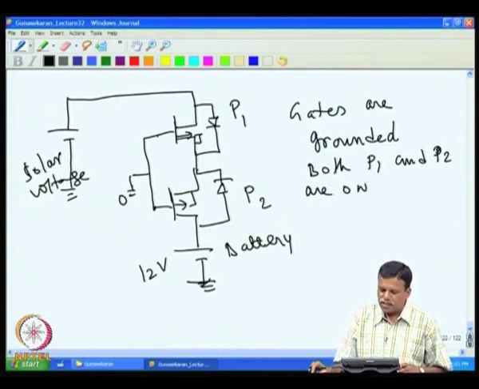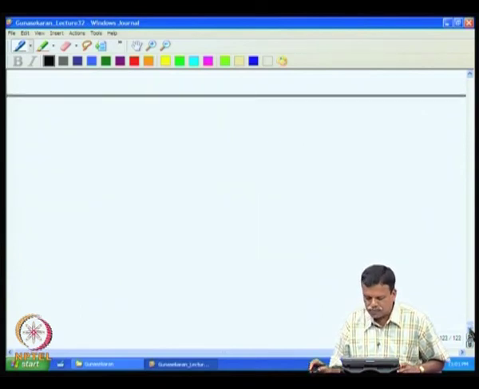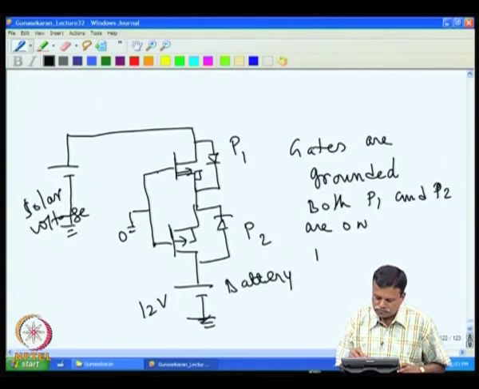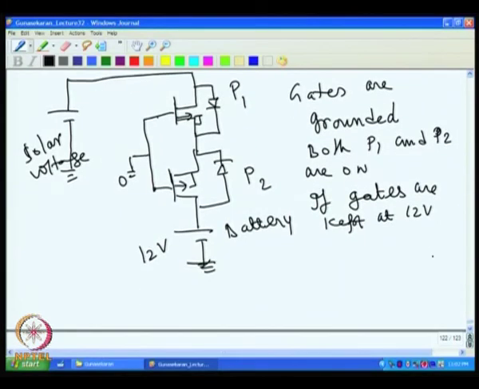Similarly, if I give the gates 12 volt, if the gates are kept at 12 volt, then P1 and P2 are off.